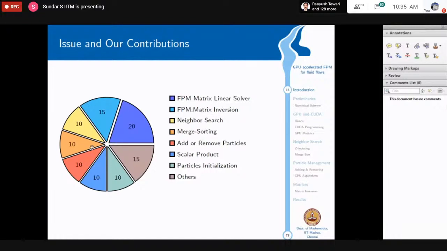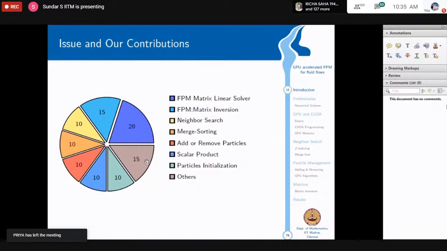I'm using merge sort in order to do the particle management, and that is also again 10% of the time. Adding and removing particles, as I told you, in the GPU takes another 10% of my computational time. I am doing a lot of scalar products, which takes another 10%. Particle initialization takes 10%. Then other miscellaneous calculation takes 15%.